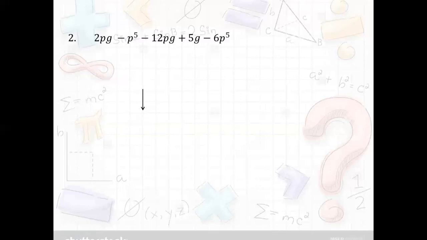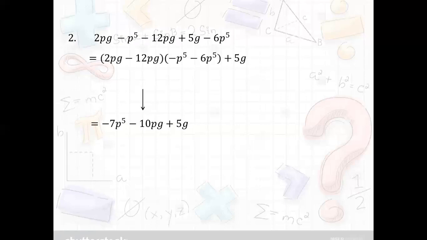Let's go to question number 2. So we have here 2pg minus p to the power of 5 minus 4pg plus 5g minus 6p to the power of 5. As done in the previous question, group the like terms together and first solve them, and then you will go on to the next step. Okay, so when you group, it's going to be 2pg minus 4pg, so group that together. Then we have minus p to the power of 5 and minus 6p to the power of 5, because these are like terms and these are like terms. 5g has no like term.